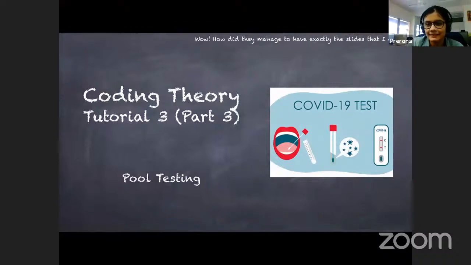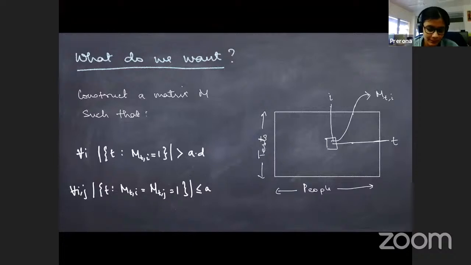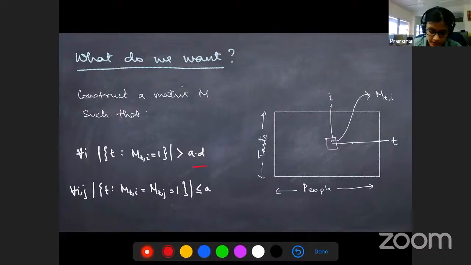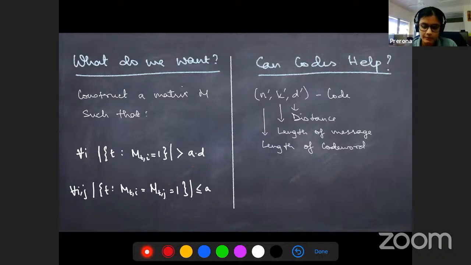So as we just saw, what we want to do is construct a matrix such that every column has a lot of ones. And if we take any 2 different columns, then the number of places in which both of them have ones is very small. This is what we saw, right? And as we just saw again, the question is, can codes help?